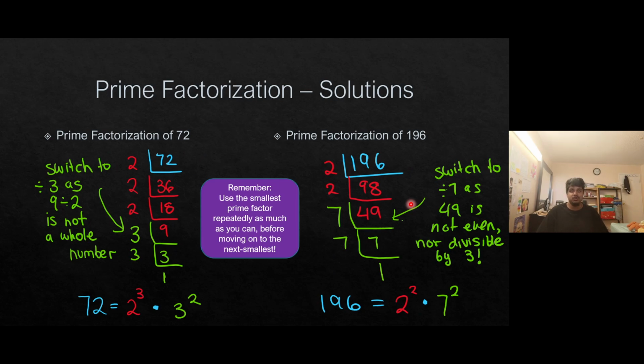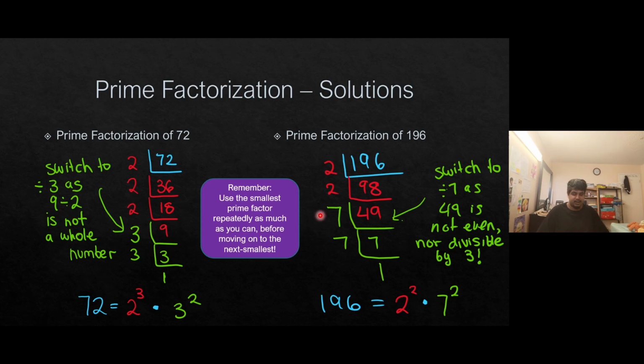So here are our answers. Hopefully you've had the chance to pause the video and try this for yourself. 72 is 2 cubed times 3 squared, and there you go. So again, you divide by 2, divide by 2, divide by 2, and then you would switch over to 3 over here, as 9 is not divisible by 2.